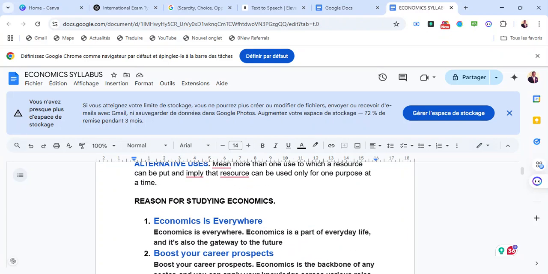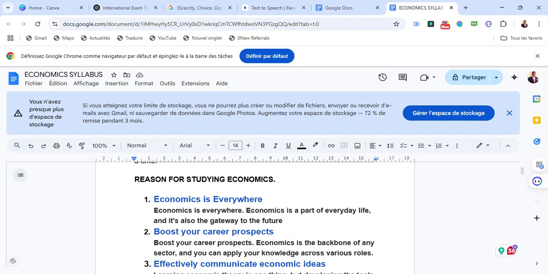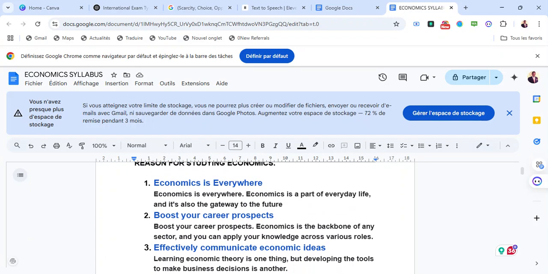Now we are going to be looking at reasons for studying economics. So why do we study economics? We are going to look at the reasons, and I know that it's going to help every one of us. Number one, economics is everywhere. Economics is a part of everyday life, and it's also the gateway to the future.